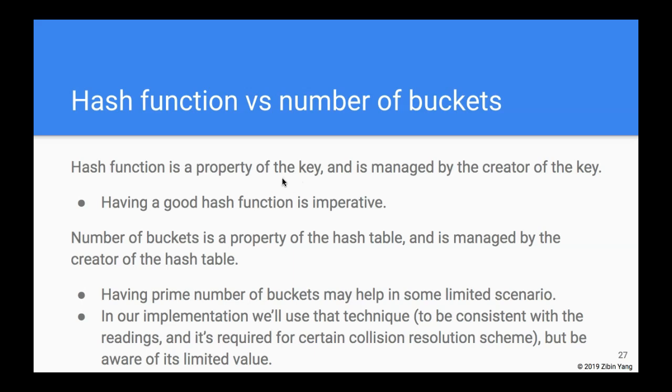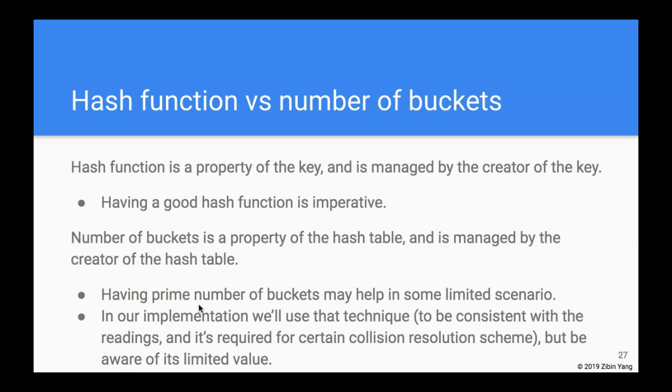Also, one observation is that the hash function is a property of the key. Usually, if it's an integer, whoever wrote the integer class determines how it's hashed. If it's a string, which we'll talk about in a bit, whoever wrote the string class determines how to hash a string. So the hash function is managed in most cases by the creator of the key. Now the number of buckets, on the other hand, is a property of the hash table. So it's managed by the creator of the hash table. In this case, because we're studying hash tables, it's us.